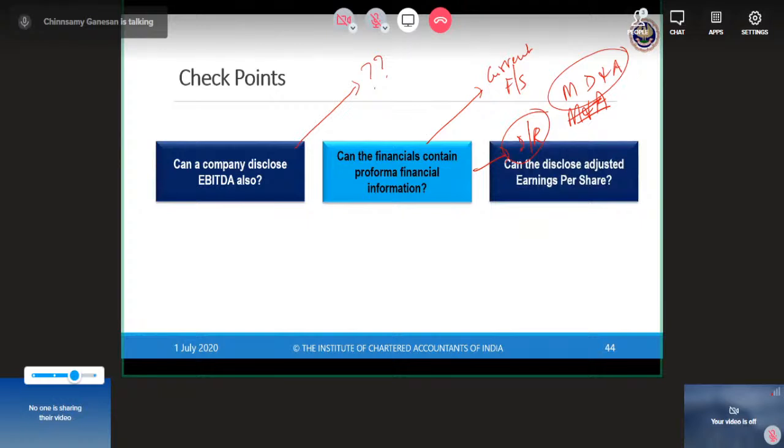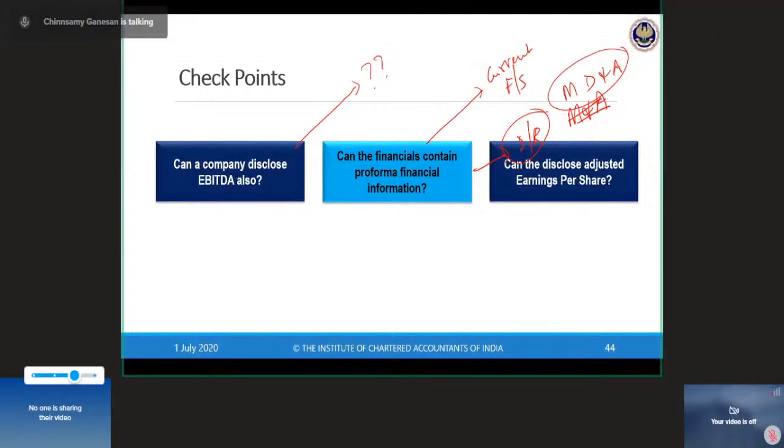Assuming that the entity has certain items of exceptional, maybe some major expenses during the year. For example, they have lost heavily on forward contracts. Mark-to-market losses have come very heavily. They wanted to show EPS before mark-to-market losses of foreign currency forward contracts, so much, after adjustment of forward contract, so much. Whether it is possible to disclose that type of adjusted earnings per share? Not permitted, because you are trying to mislead the user.